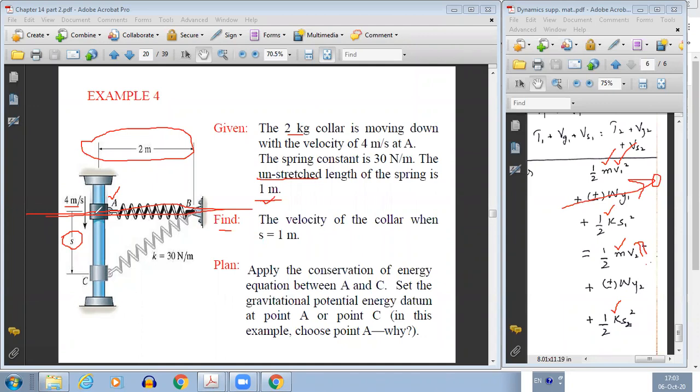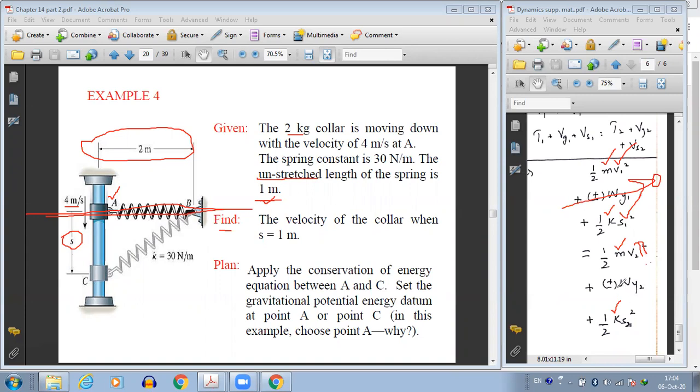Did you get it? I think not. Look, at A, the spring is already stretched. How much is it stretched? Because the total length is 2 meter, and 1 meter was the unstretched length, the remaining is actually the stretch. Did you get it now? Yes. Okay. So we know S1.